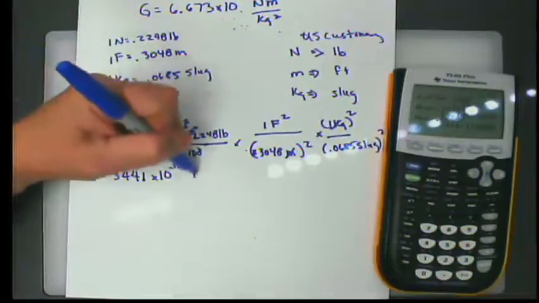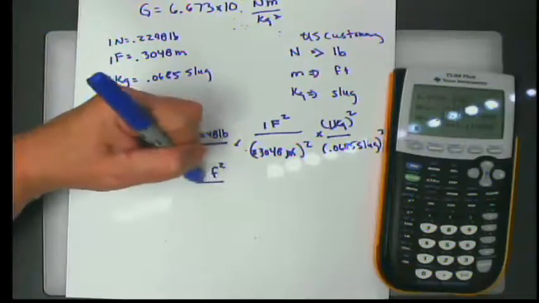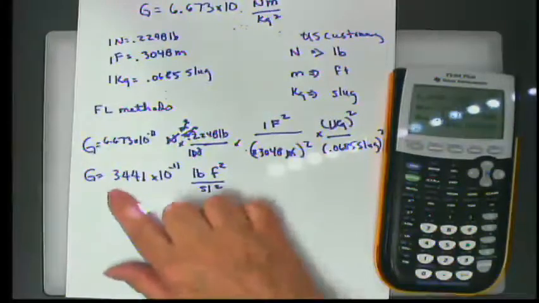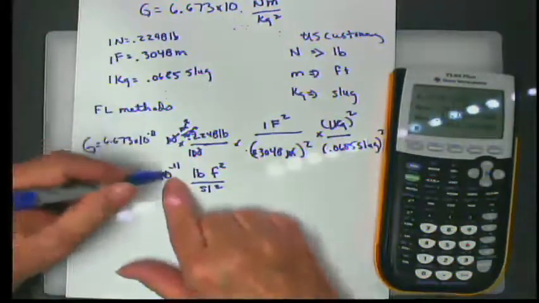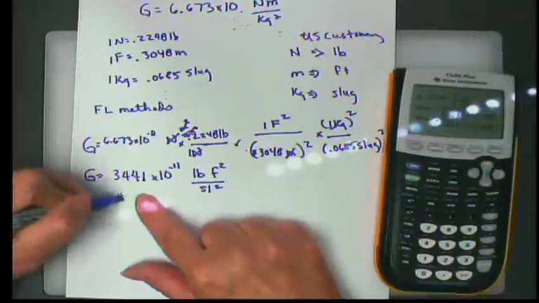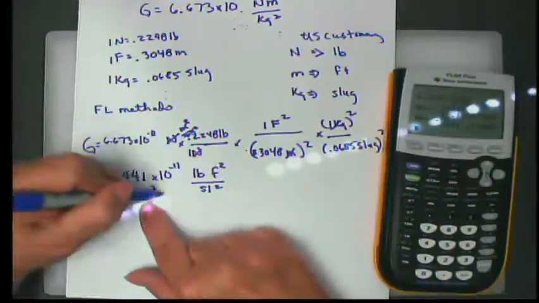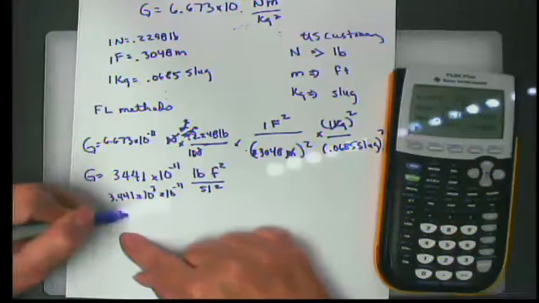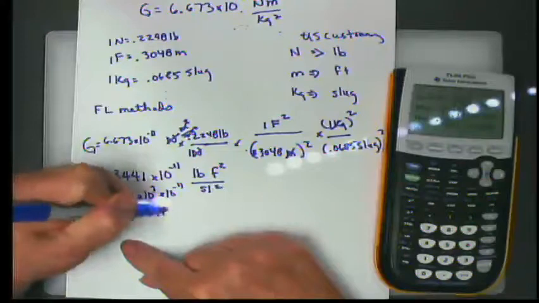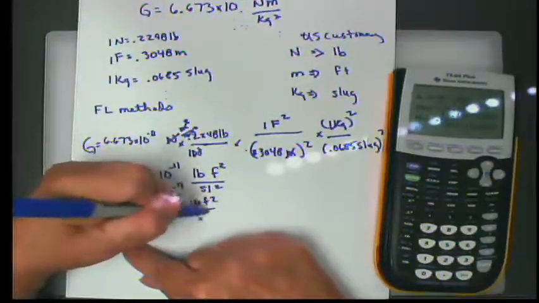So I'm left with pounds, feet squared per slug squared. Okay, now it's not proper to write this. In other words, this is times 10 to the minus 11th, and this number itself is 3.441 times 10 to the third. So if I take 3.441 times 10 to the third times 10 to the minus 11th, this becomes 3.441. Add those two exponents, and I get times 10 to the minus 8 pound foot squared per slug squared.